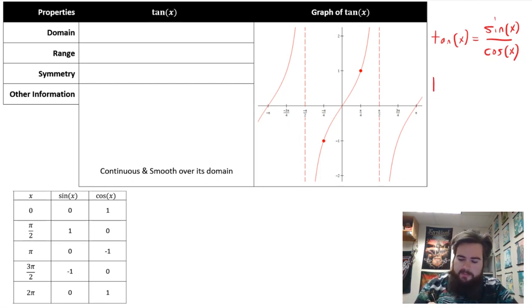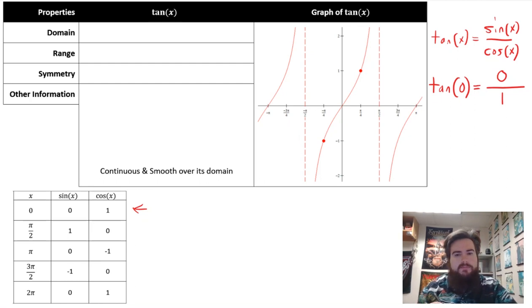For example, the value of tangent of 0 would equal sine of 0 over cosine of 0. Sine of 0 is equal to 0, cosine of 0 is equal to 1. You can use the table that I have listed here over on the left for reference for that. That means, therefore, that tangent is equal to 0 at 0, which is one point that we do have.